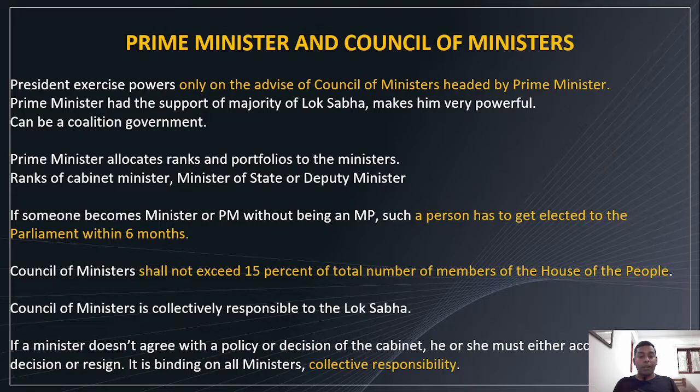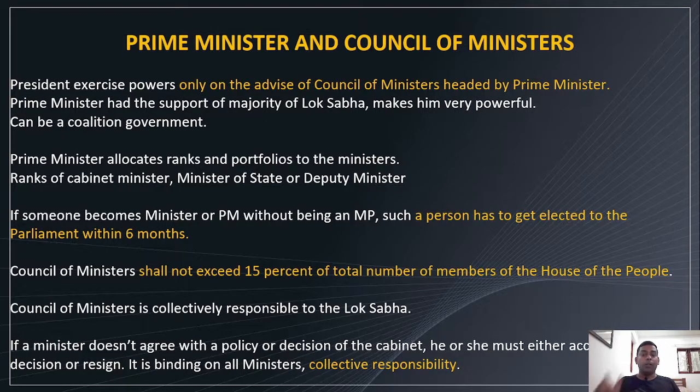If a minister does not agree with the policy or decision of the cabinet he belongs to, he or she must either accept the decision. There are only two possibilities. If one is not agreeing with the cabinet decision, there are two possibilities. One, he has to agree with the decision or accept the decision, or he has to resign, because it is binding on all ministers. The decision of Council of Ministers is binding on all ministers. It is a collective responsibility headed by the Prime Minister.